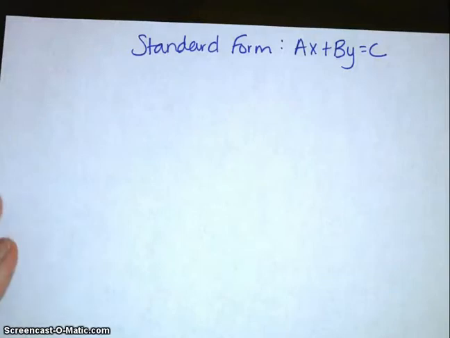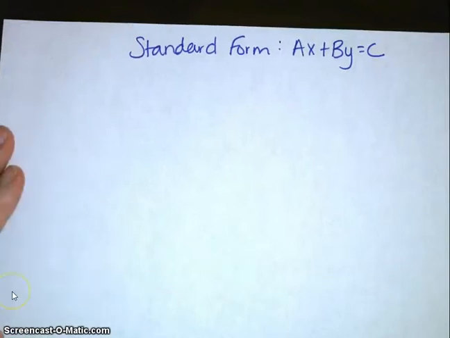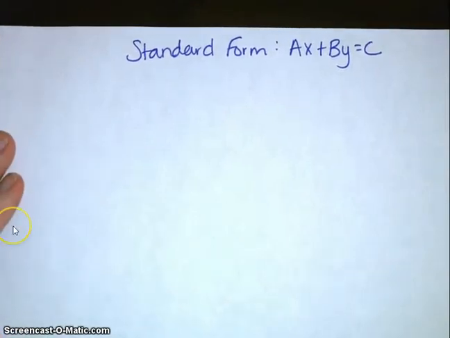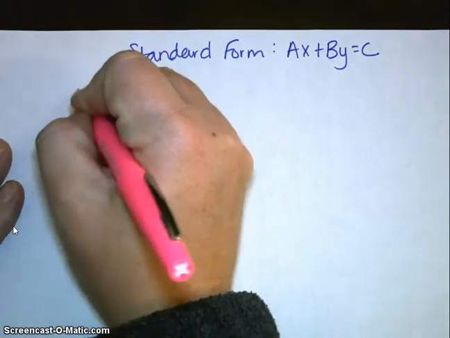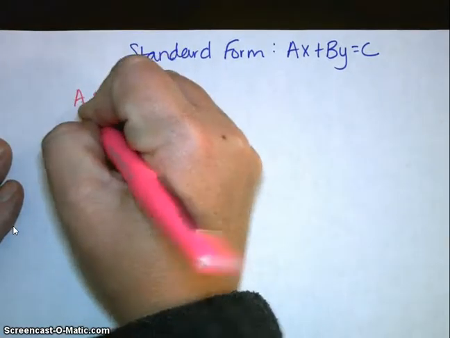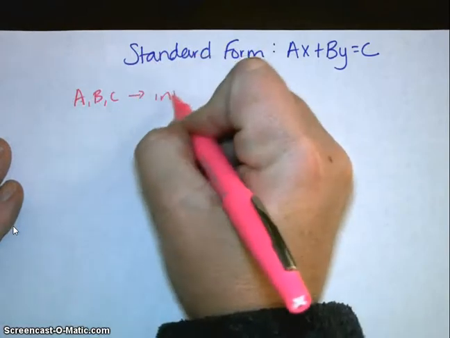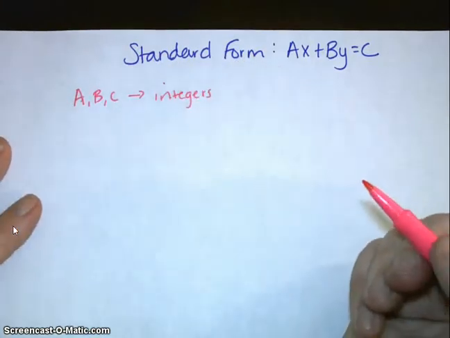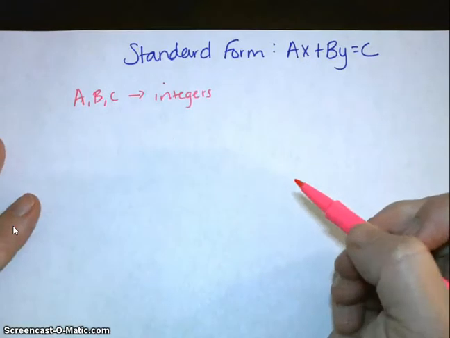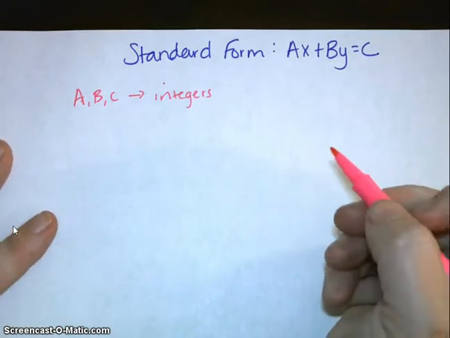Today we're going to be using standard form. Standard form is ax plus by equals c. In this particular equation, we must have a, b, and c all be integers, meaning there cannot be any fractions for a, b, and c. If there is a fraction, we've got to get rid of it in order to make standard form appropriate.